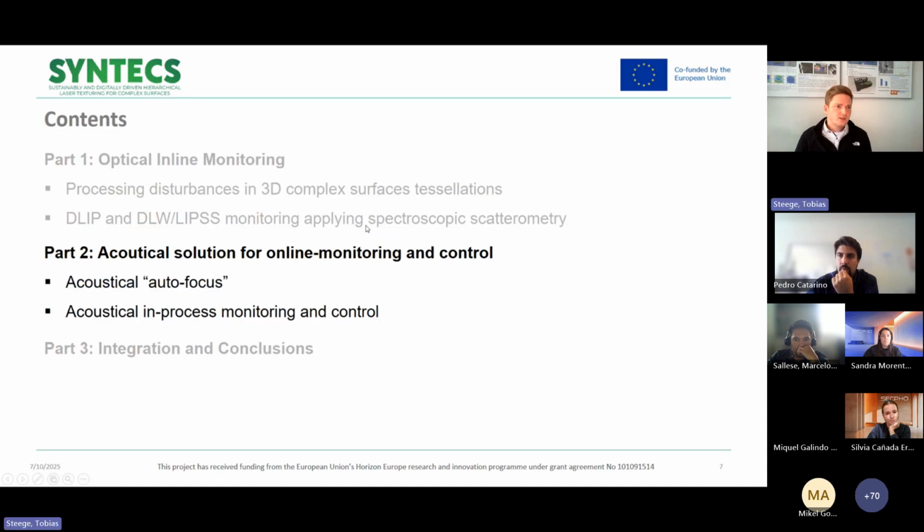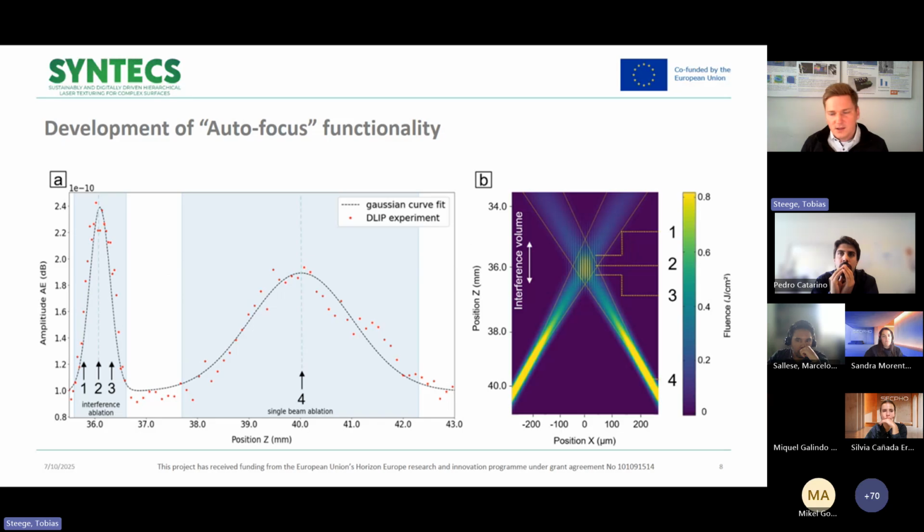The second approach we tested was to record the acoustical emission of the process itself, so without touching the beam path. Therefore, we used normal microphones, which were located at the structuring head. And here for this approach, on the right side, you see a simulation of DLIP. So you have those two beams which are superimposed, and you see this interference where the texturing is happening, so where we generate microtexture. And you also see the focus of the individual beams.